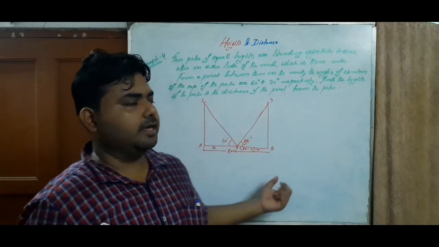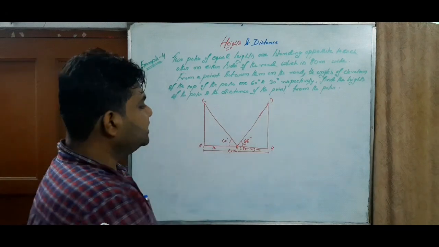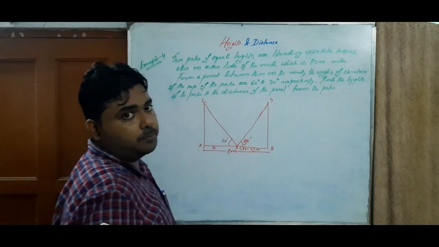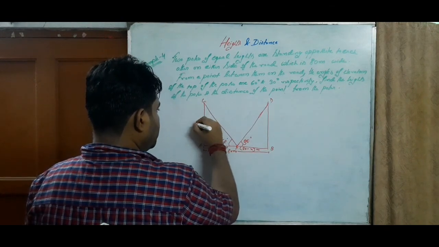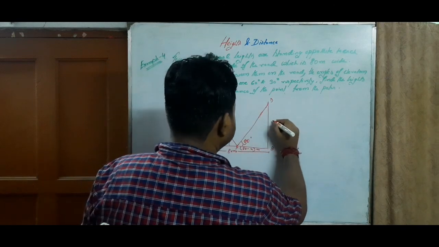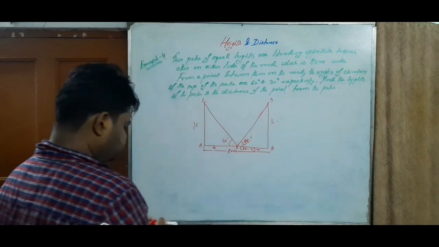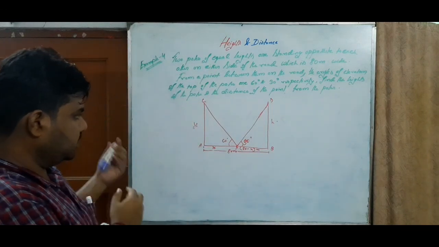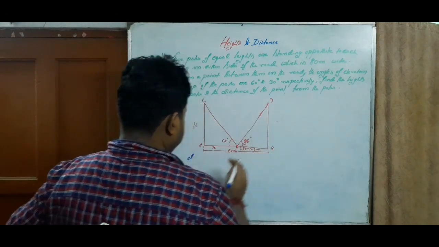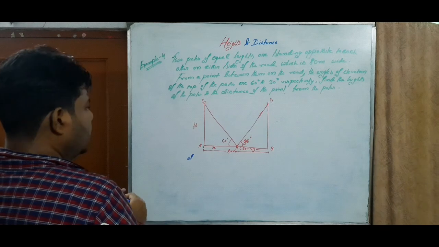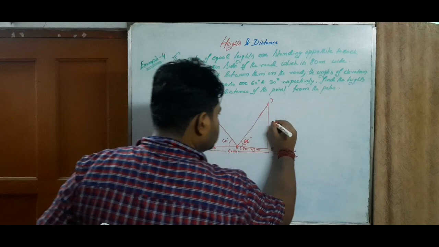Now we have to find the heights of the poles and the distance of the poles from this point. First we consider this height as y. Since it is given that both poles are of the same height, this is also y.